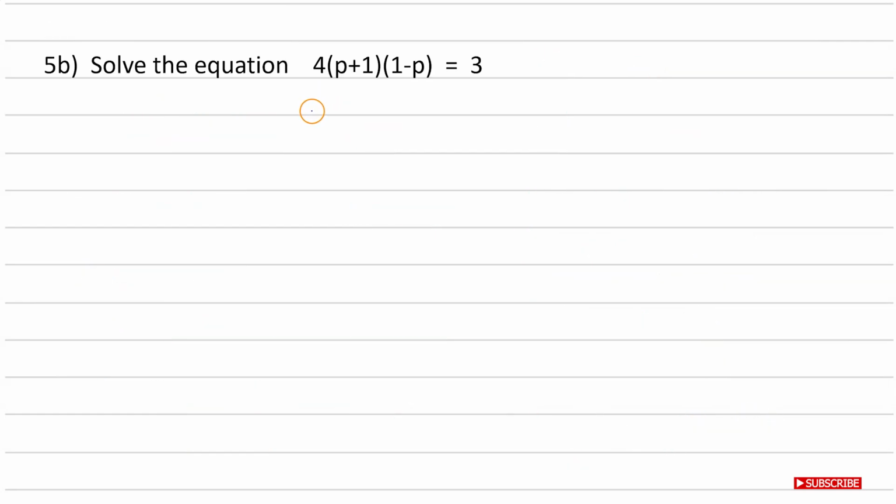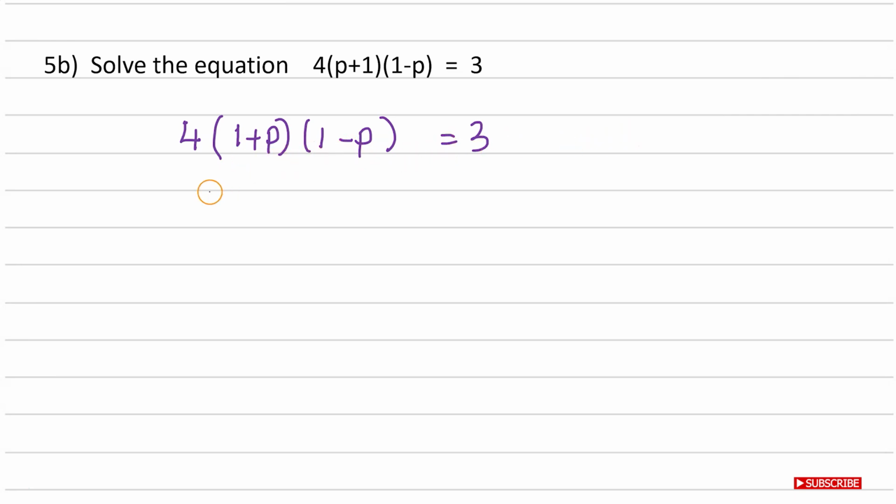And now for part 5b, then I can rewrite this. We've been asked to solve. That means find what p is. So I've got 4. I'm going to rewrite this as 1 plus p, and then I have 1 minus p equals 3. Because there is no difference between p plus 1 and 1 plus p, I can write it this way. Now suddenly I have the difference of 2 squares.